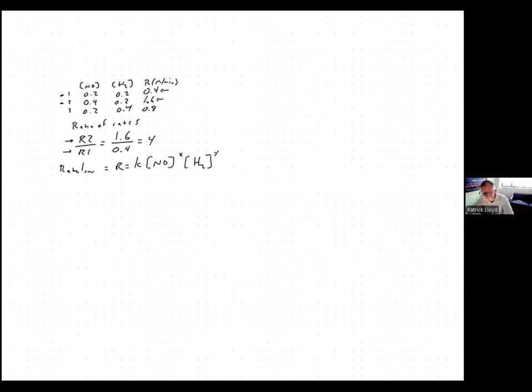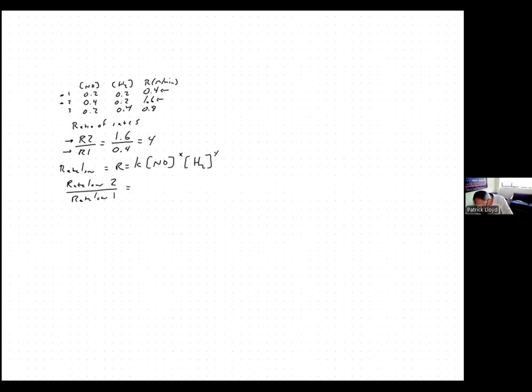I'm going to take the rate law for trial 2 divided by the rate law for trial 1. Because remember, the rate equals the rate law. So if I say A equals B and C equals D, and then I do A over C, that would equal B over D, because A equals B and C equals D. So same thing here. I'm going to take the rate law, just like I did before, for trial 2, divided by the rate law for trial 1. And I'm going to use the numbers that are in the table.